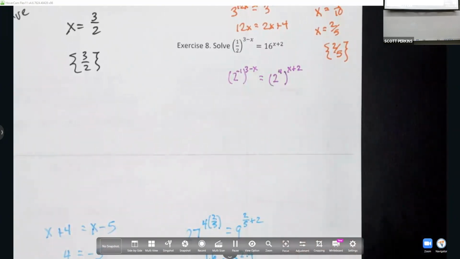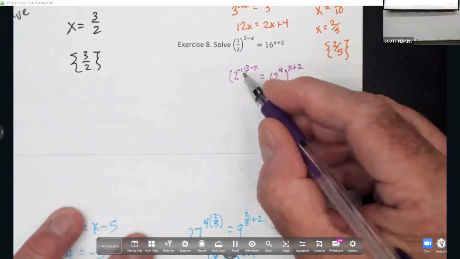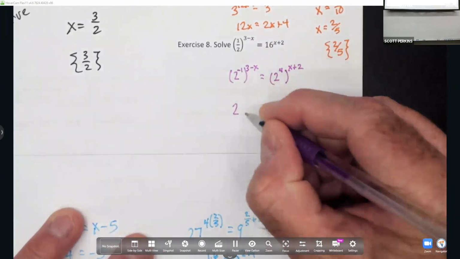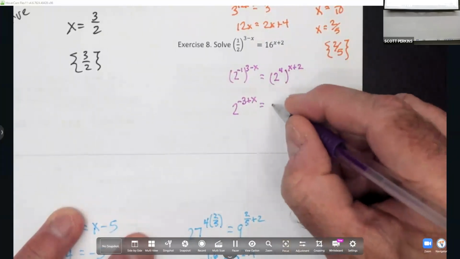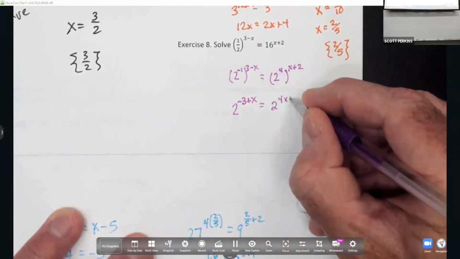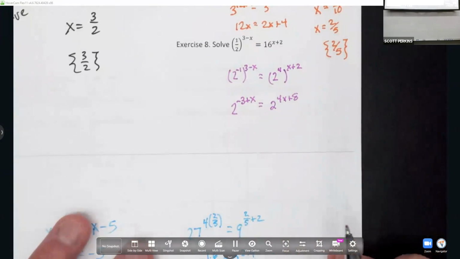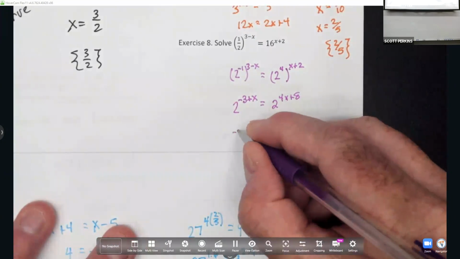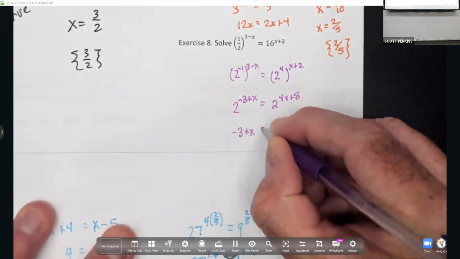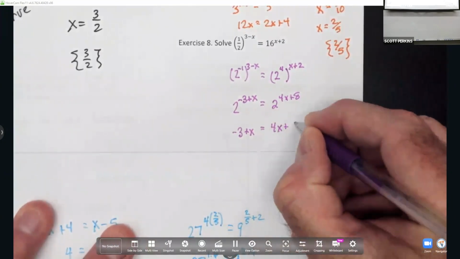The rest of this is just like what we've done. So now I'm going to distribute. On the left, I get 2 to the -3 plus x power. On the right, I get 2 to the 4x plus 8 power. Both of those things can only be equal if the powers are equal. So I've got -3 plus x is equal to 4x plus 8.